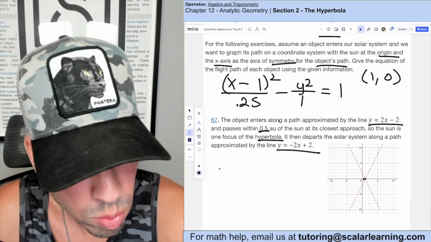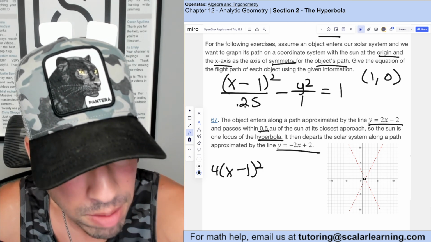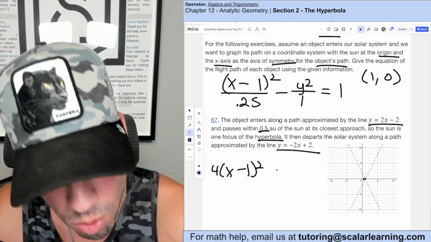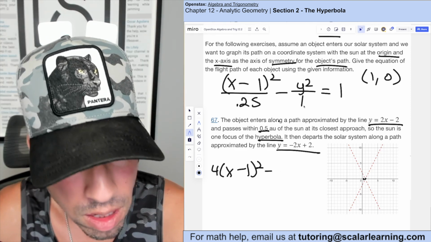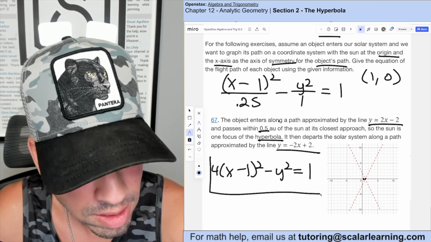So now rewriting this one last time, we get x minus 1 squared, and then dividing by 0.25 is the same as multiplying by 4. So we can consolidate that, then that's just a nice 4y squared, and this equals 1. And that's how you do it.